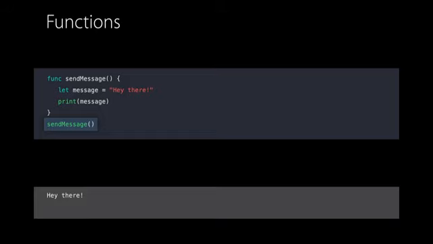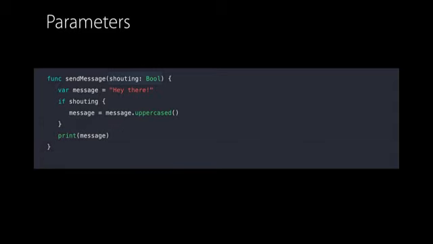So let's add a parameter to the function that indicates whether the message should be sent shouting. You write the parameter's name, followed by a colon and the parameter's type, just like you do when you declare a constant or a variable. Here we've added a parameter called shouting, which is of type Bool. And when you call the function, the parameter's name provides a label for the argument you pass in.